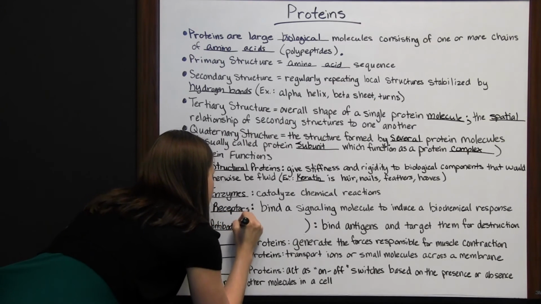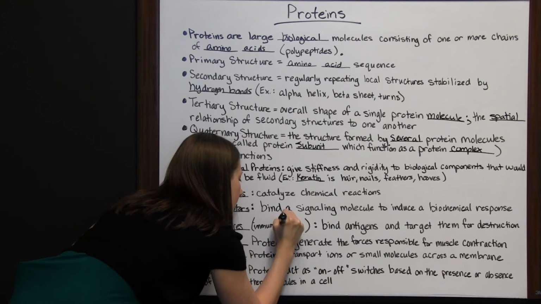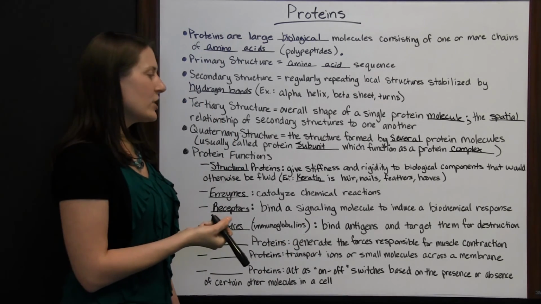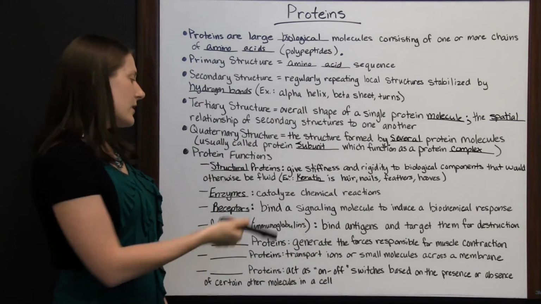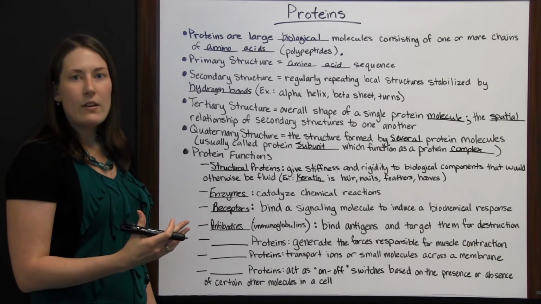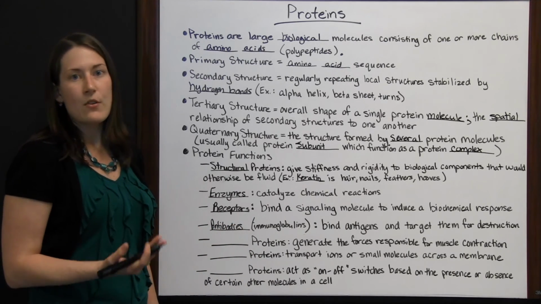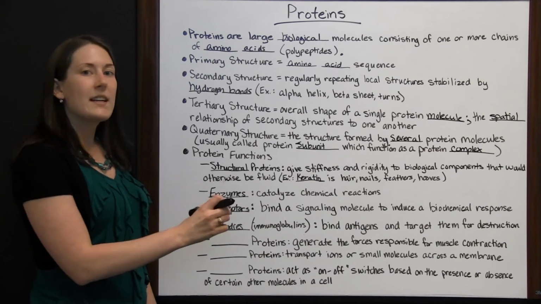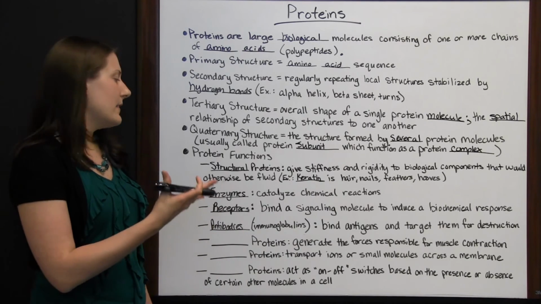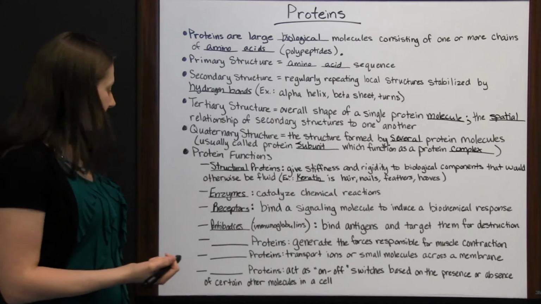Next, you have antibodies, which are also known as immunoglobulins, and these bind antigens and target them for destruction. So an antigen is a foreign body that comes into the cell and it's not welcome, it's seen as the threat, and so these antibodies or immunoglobulins are part of the immune system, and they bind to the antigens, that foreign body, and they target them for destruction so that then they are destroyed and removed from the cell and the threat is eliminated.